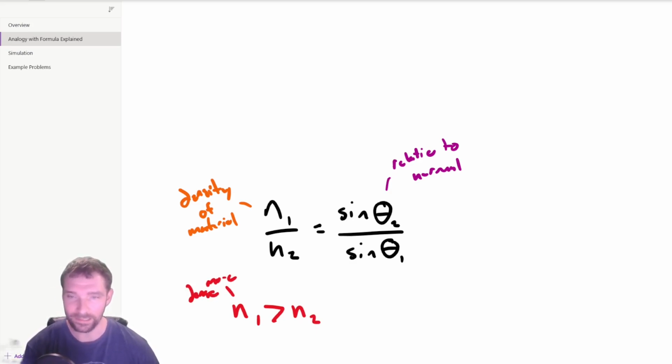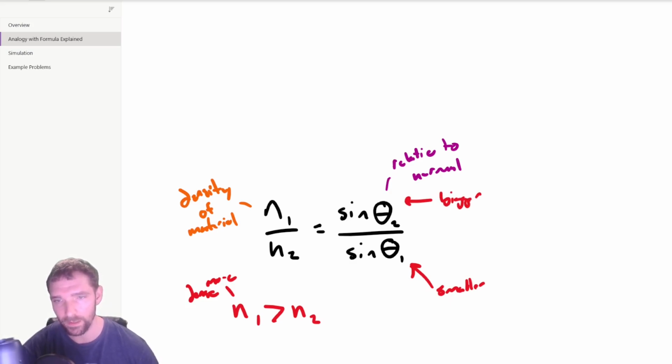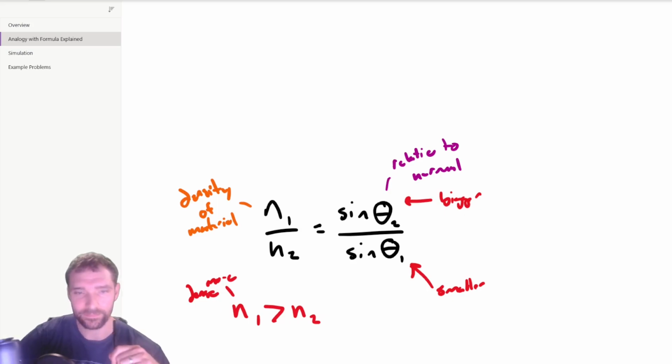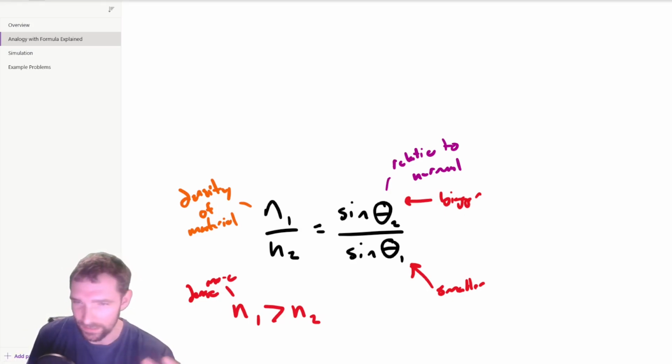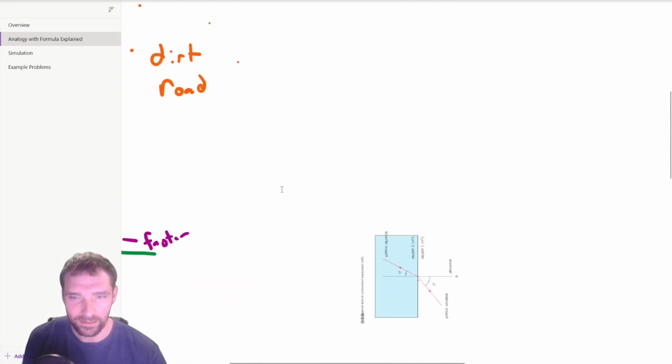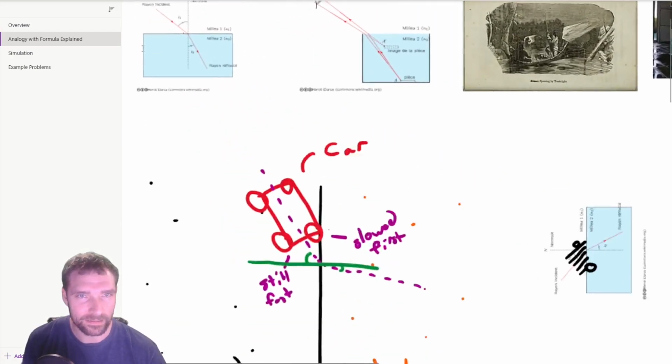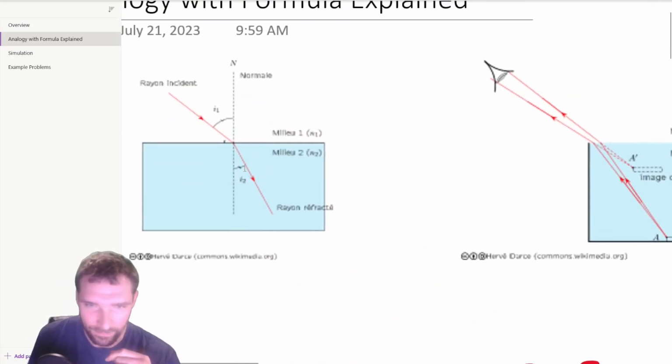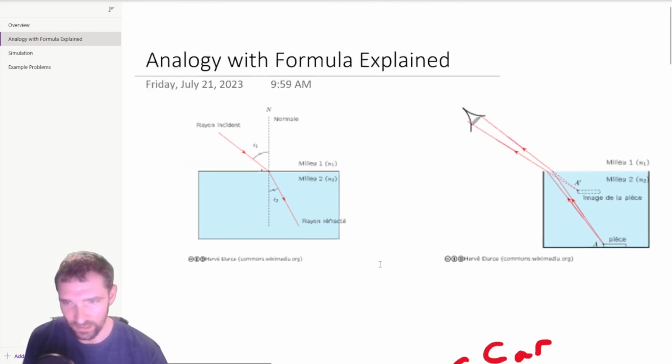And so if N1 is bigger than N2, the sine angle here should actually be a smaller angle. So this will be smaller, and this will be bigger in terms of its actual value. So if you were to look at the sine of that angle, these will be bigger when we see this, like N1 being more dense, then N2's angle should be bigger. So if we're thinking back to our image here, it's like, okay, the thing that has a bigger n value has a smaller angle. And that should give us that relationship in the formula here.